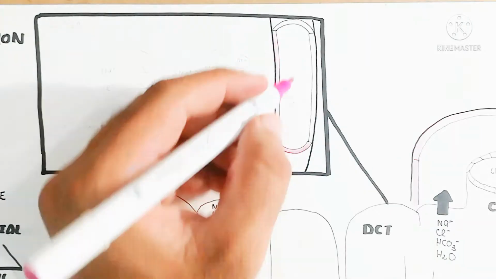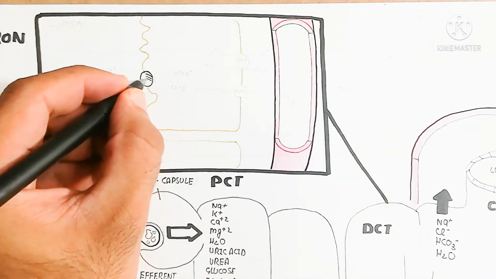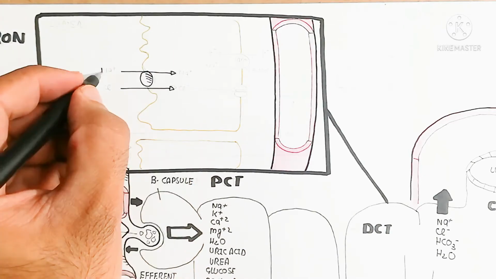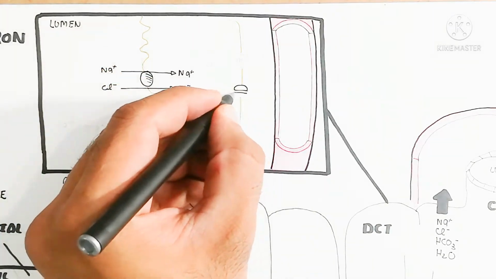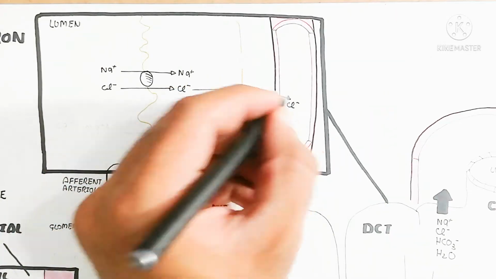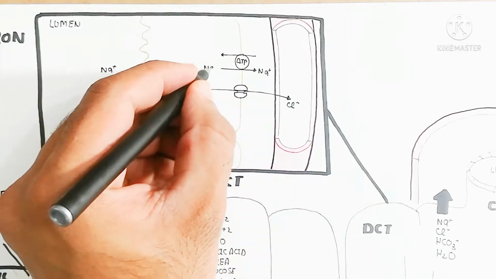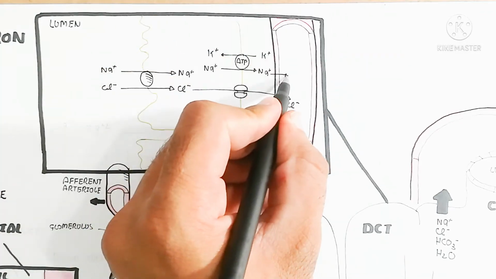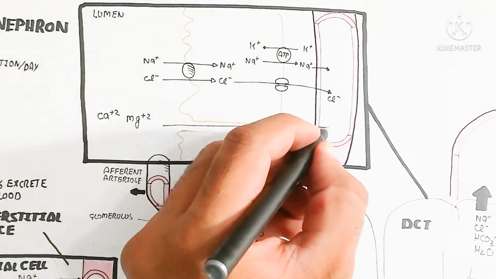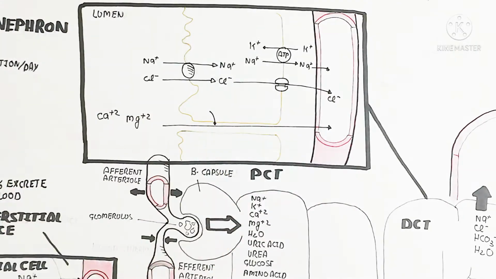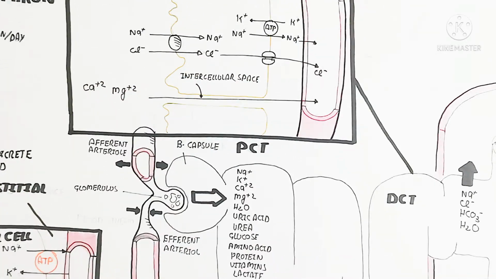Let's begin to understand the other part, the distal convoluted tubule. The distal means the end of the nephron. The distal convoluted tubule contains the lumen, as you can see here, and this is the epithelial cell of the nephron. The epithelial cell basically looks like this, and the sodium will move inside and the chloride will also move inside, which is known as symport transportation.